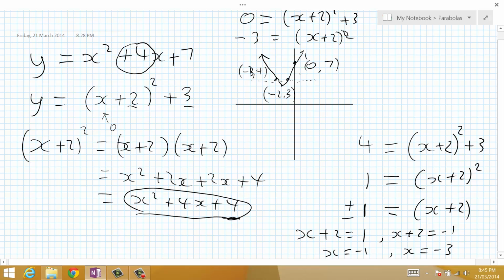Okay, so that's converting to vertex form and using that to draw our graph. You can see that factorizing this equation wouldn't have done us much good, because we wouldn't have gotten it into a form where we're getting x-intercepts. So it wouldn't have been the right way to go in this case. So using vertex form has enabled us to graph this equation.